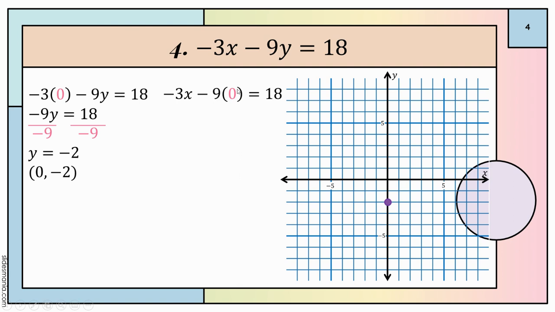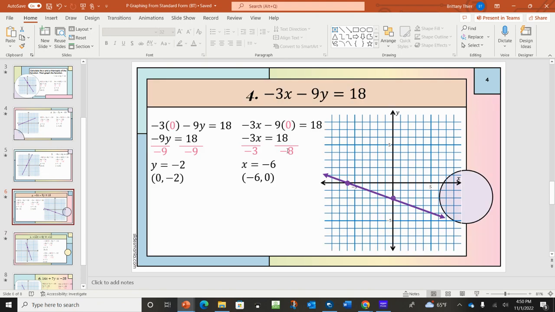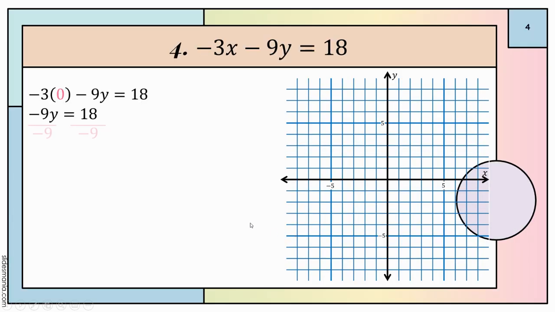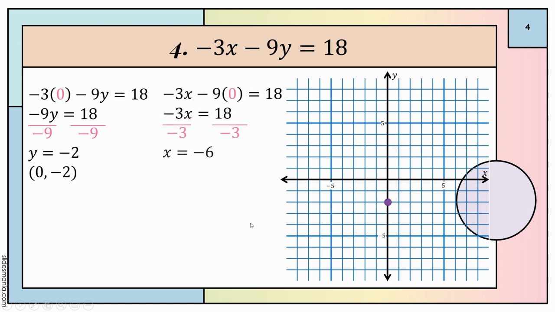And then we'll put 0 in for y. Negative 9 times 0 is 0, so that leaves us with negative 3x equals 18. Divide both sides by negative 3, and then we would get x equals negative 6. There's a typo here. And then plotting (-6, 0), that would be right here. Connect your points with a straight edge and include arrows on both ends of your line.